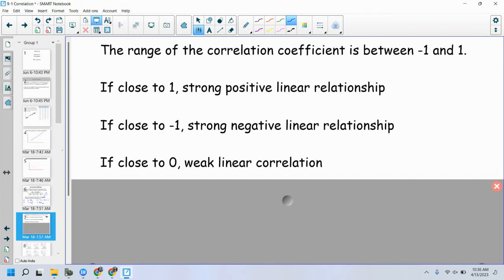The range of any correlation coefficient is between -1 and +1. At 1 would be a perfect correlation. If it's close to 1, it is a strong positive linear relationship. If it's close to -1, it is a strong negative linear relationship. So 1 is a strong positive, -1 is a strong negative.